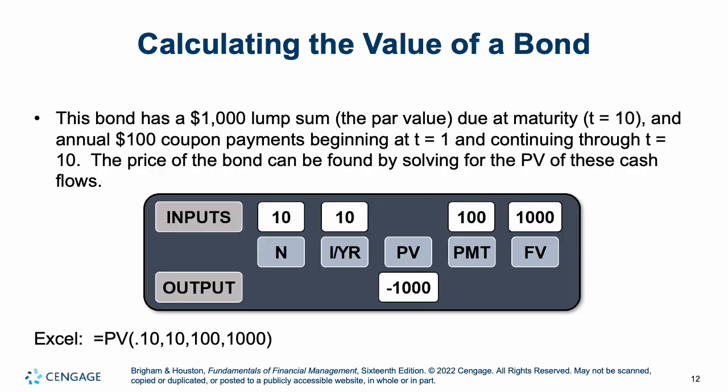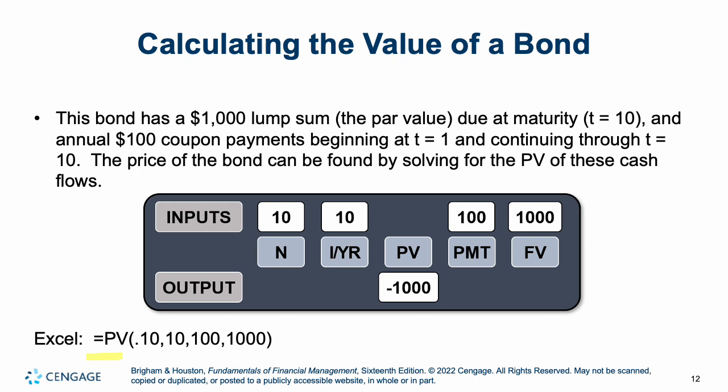So if we look right here, let's take a look. This is the same problem as slide 11, only now we're going to utilize Excel. So this bond has a $1,000 lump sum due at maturity, time 10, so 10 years, and an annual $100 coupon payment beginning at time 1 and continuing through time 10. The price of the bond can be found by solving for the present value of the cash flows. So we're going to enter into our formula. The formula we're going to use is the present value.